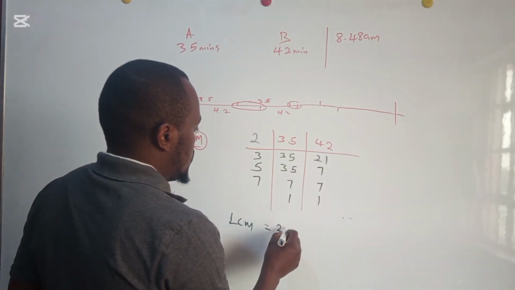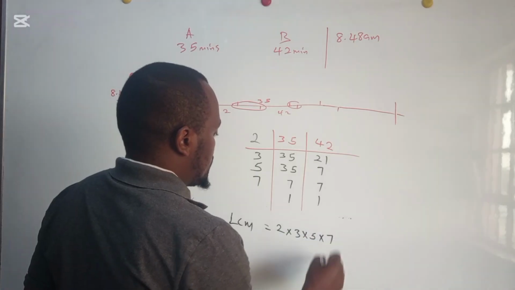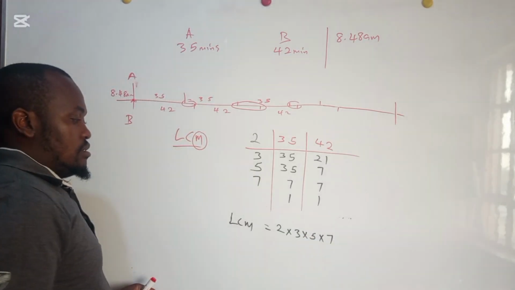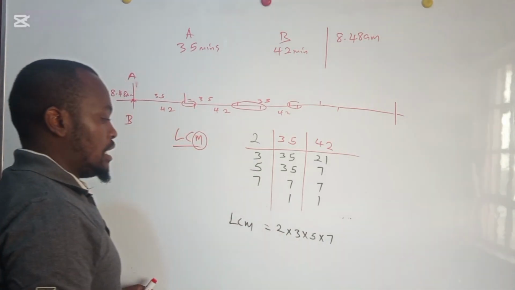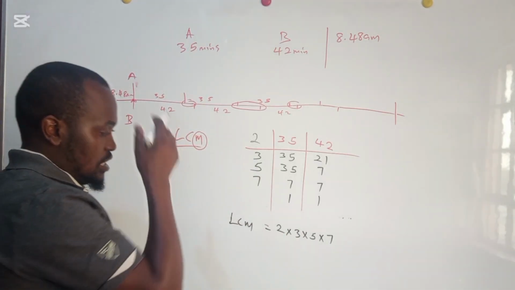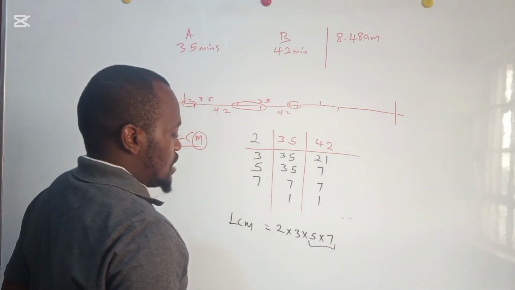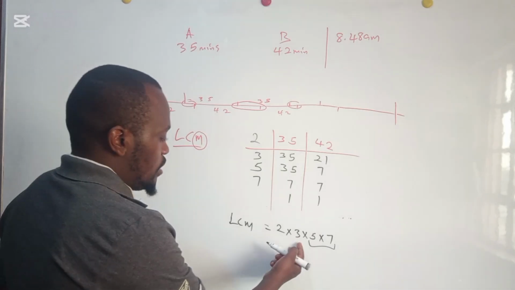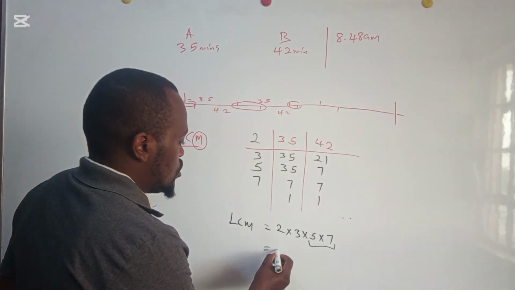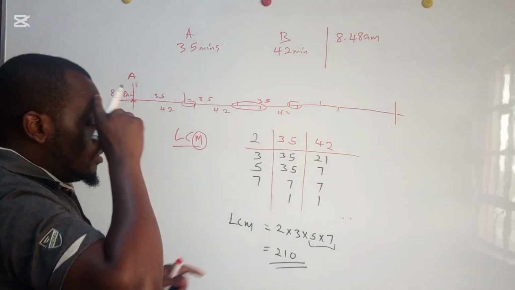So you have 2 times 3 times 5 times 7. You can use your calculator, or if you don't have a calculator and you want to learn also multiplying numbers easily, you can start with the larger ones. 3 times 5 is 35. 35 times 3 is 105. 105 times 2 is 210. So, what do you do with this 210?